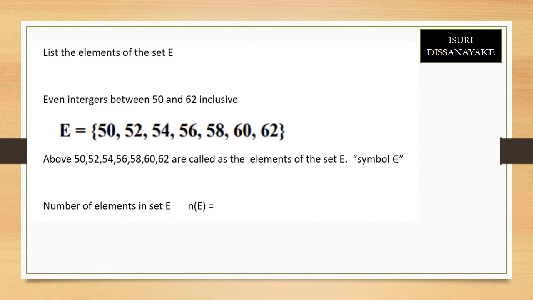So it says to write the number of elements in set E. So how many elements do you have here? You can count and say 1, 2, 3, 4, 5, 6 and 7. So the number of elements in set E is 7. You can do it on your own.